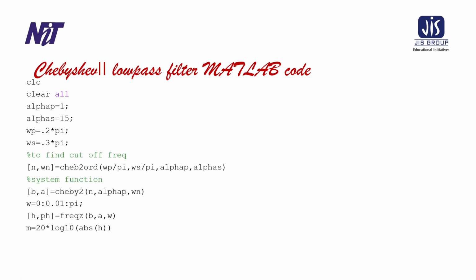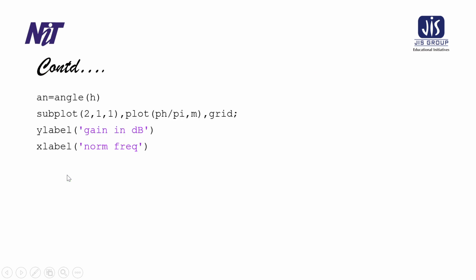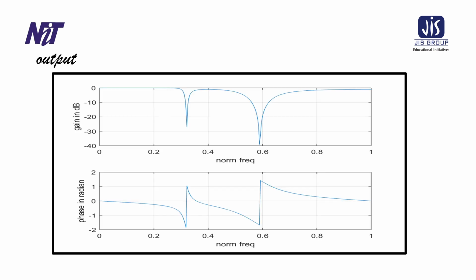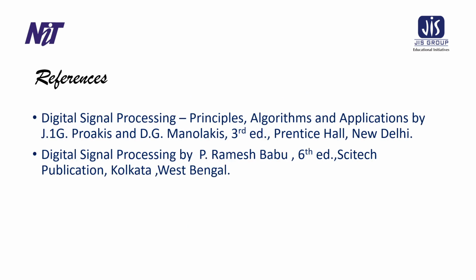Now we can go for Chebyshev 2. All is similar, only you use the syntax cheby2 over here, and here also cheb2ord instead of cheby1 as in the last program where I found the Chebyshev 1 low-pass filter. Similarly we can go for the magnitude and angle plot, and this is the output of the Chebyshev 2 analog low-pass filter. So this is the reference.